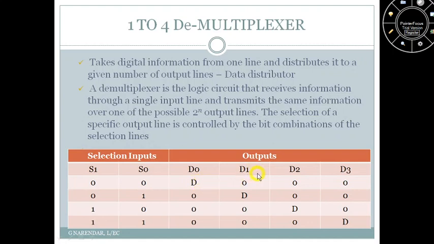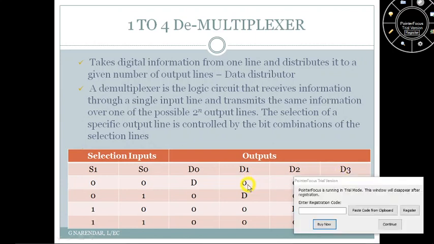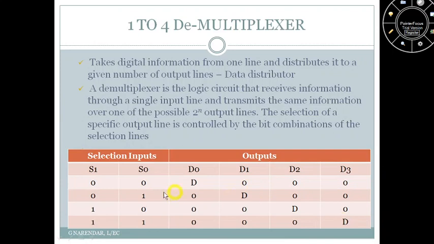And what about the remaining outputs? They will be 0. The data present on the remaining outputs which are not selected will be 0. And here we can show that D1, D2 and D3 are 0 since they are not selected.